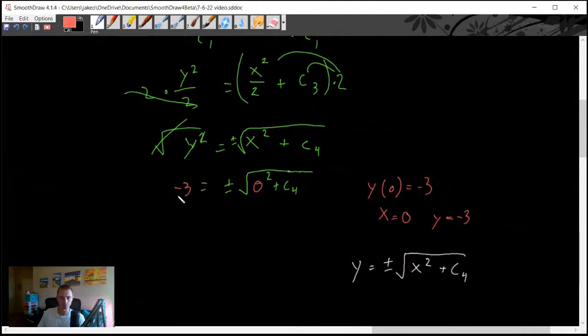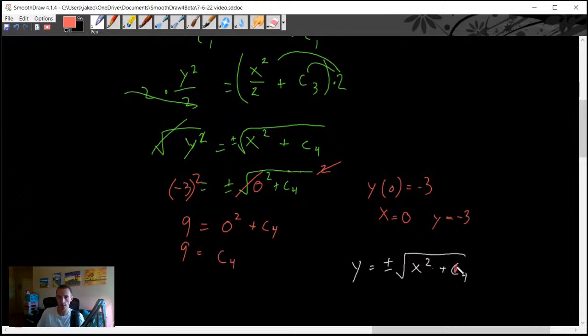Okay, so how do we get C4 all by itself? That's really what we're trying to do here. Well, to cancel out the squared or the square root, we have to square both sides. So that's going to give us basically canceling out the square root. It also basically cancels out the positive or negative because everything squared is going to be a positive number. So it doesn't really matter if this is negative or positive. The squared is going to cancel that out anyway. So we're going to get -3 squared is +9 equals 0 squared plus C4. Okay, 0 squared is 0. So this is just 9. 9 equals C4. So C4 is 9.